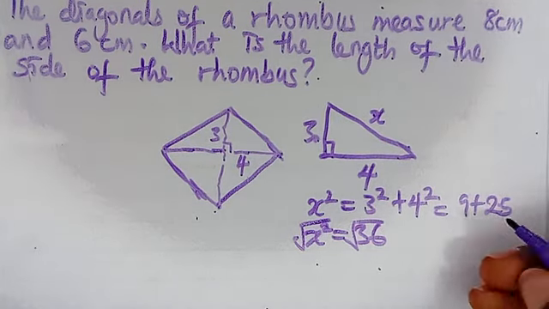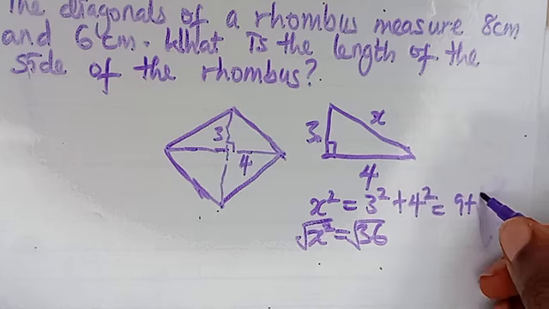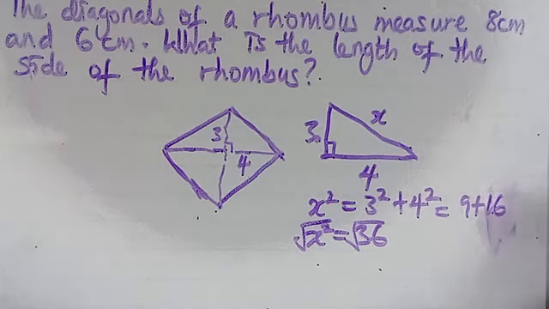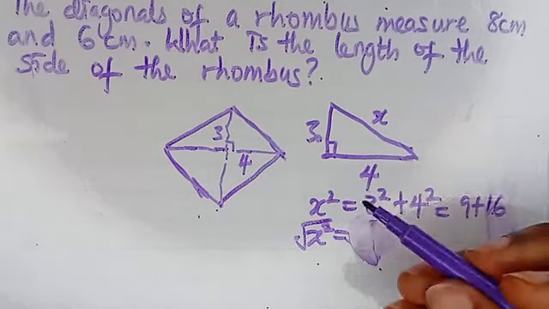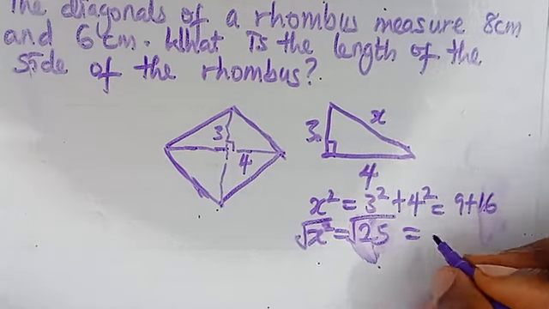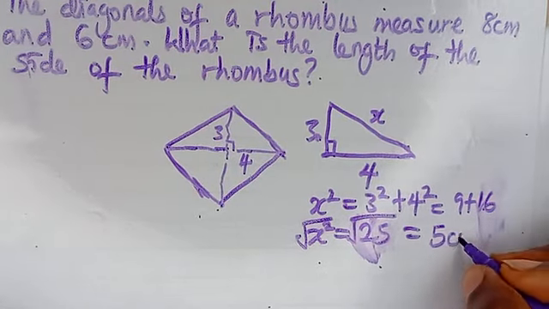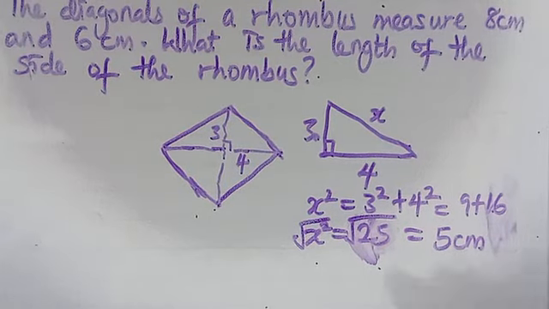What was I even saying? 9 plus 16. So we have that 9 plus 16 is 25, the square root of 25, and then we have 5 cm. So the length of the sides of the rhombus is 5 cm each.